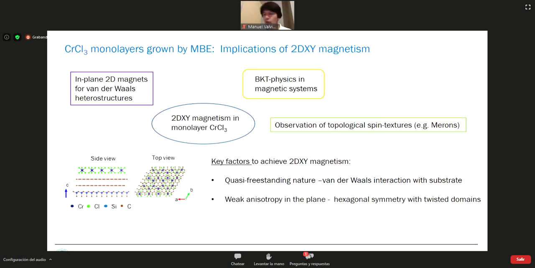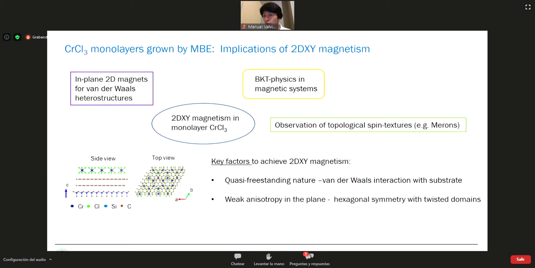But maybe let me comment on another thing that we are doing. We're trying to use not only graphene substrates, but more rigid substrates also to grow the chromium chloride, for example, silicon carbide only. We believe that silicon carbide only will have a stronger connection to the substrate, and we can have, let's say, more coupling. We can tune the coupling in that way, going from a fully van der Waals substrate to a more rigid crystalline substrate.